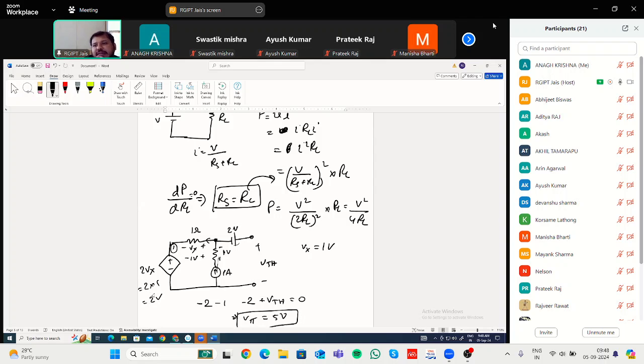When you are applying KVL, that means you are considering the voltage sources. Means again 6 volt, then V equal to IR. So you are all considering the voltage source, and voltage source cannot be connected in parallel. That you have to see.